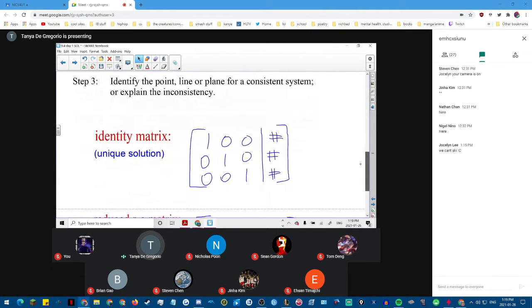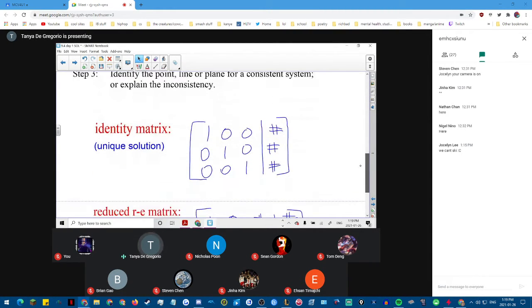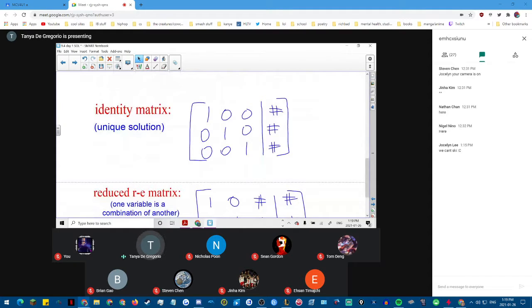Now depending on what happens, here's my identity matrix: 1, 0, 0 and a number, 0, 1, 0 and a number, 0, 0, 1 and a number. If we get that, then we know that we have a unique solution. That means they intersect at a point. I'm getting an X value, a Y value, a Z value. There's an intersection at a point.